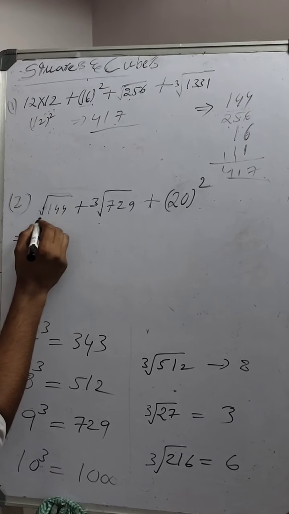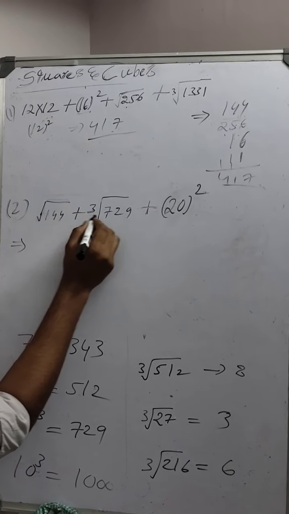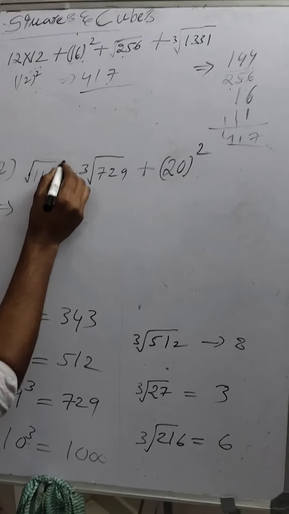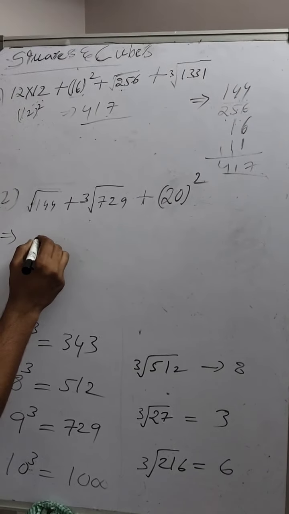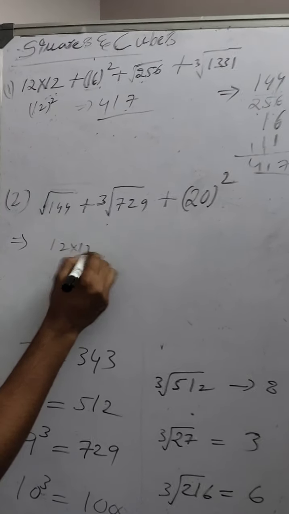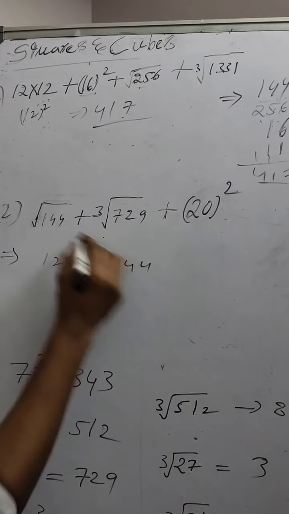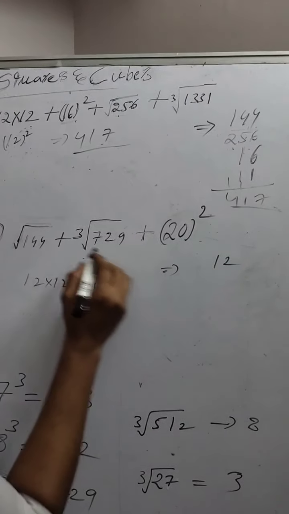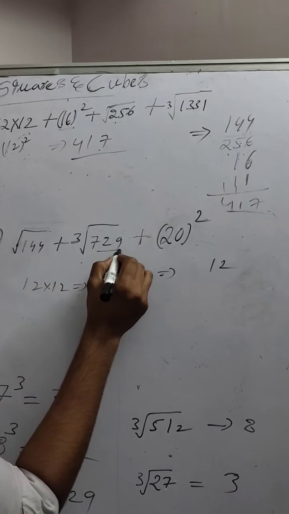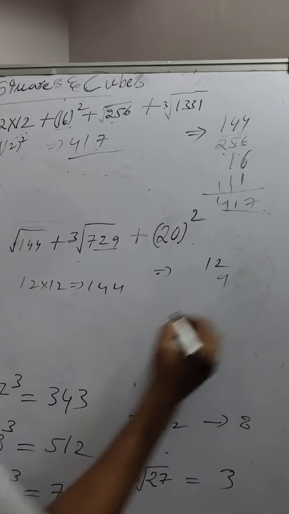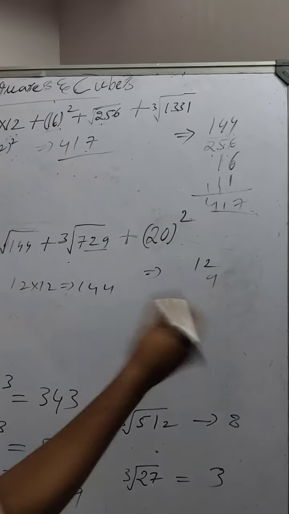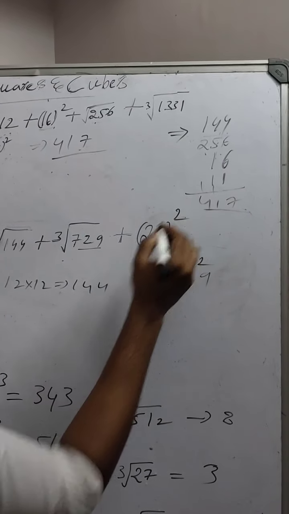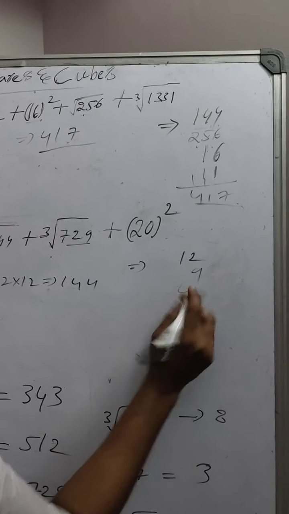The second problem is square root of 144 plus cube root of 729 plus 20 square. As I said earlier, 12 square is 144, so square root of 144 is 12. Cube root of 729, how much? 9. 9 into 9 is 81, 81 into 9 is 729. So cube root of 729 is 9. 20 square is how much? 20 into 20 is 400.